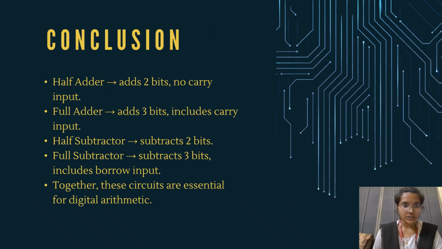Finally, the conclusion. A half adder adds 2 bits, with no carry input. A full adder adds 3 bits, including carry input. A half subtractor subtracts 2 bits. A full subtractor subtracts 3 bits, including borrow input. Together, these circuits are essential for digital arithmetic.